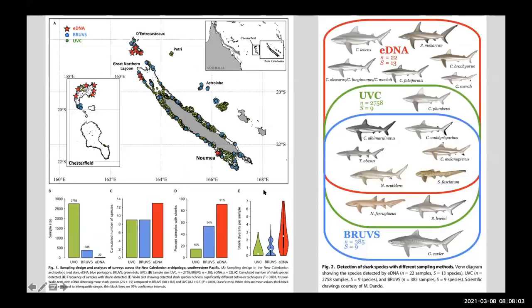So this idea of genetic techniques is awfully exciting because it really can be a sensor that detects the invisible. In this figure, you can see that the environmental DNA work detected all of these sharks that none of the other techniques detected.